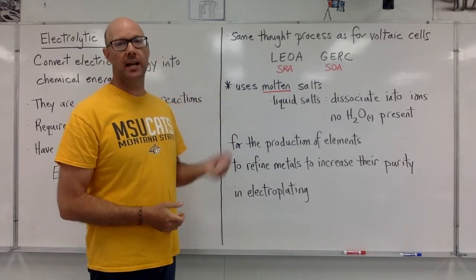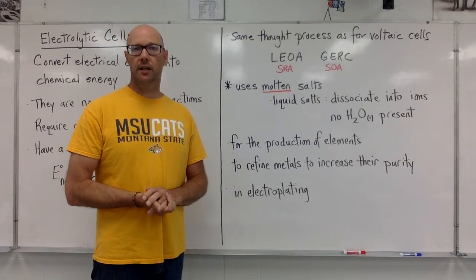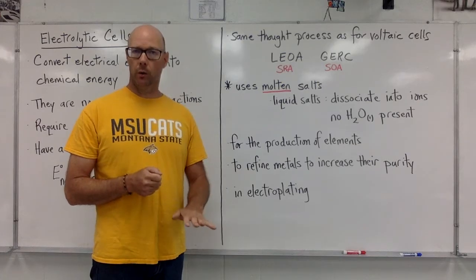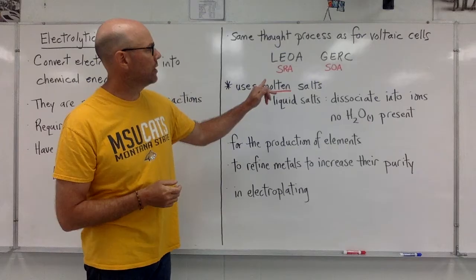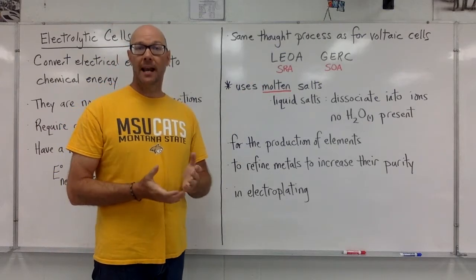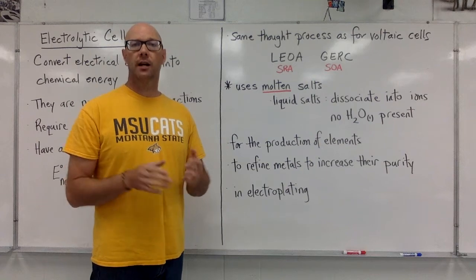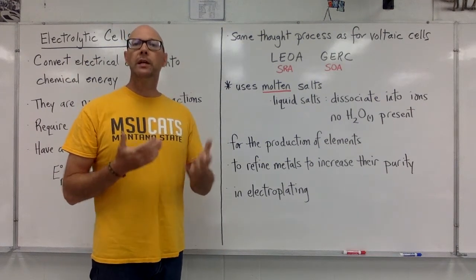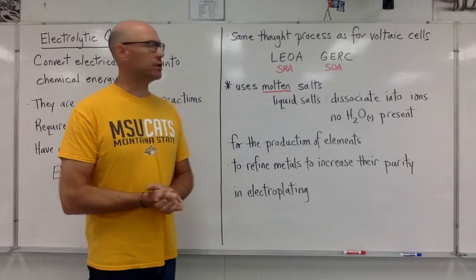We have this little saying, Leo's a jerk, where loss of electrons is oxidation at the anode, and it's the strongest reducing agent, the one lowest down, that goes through that process. And gain of electrons is reduction, and that happens at the cathode, done by the strongest oxidizing agent, the one highest up on the table. The only real difference to our approach has to do with the wording of questions.